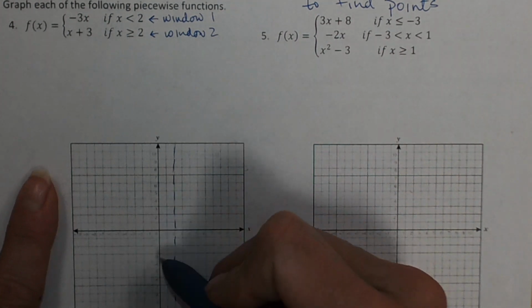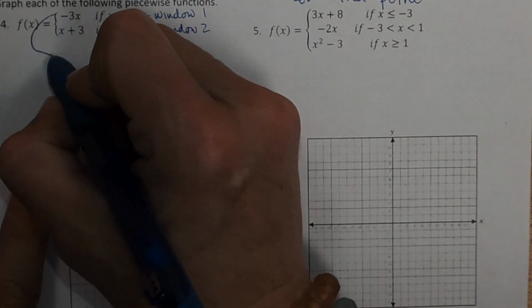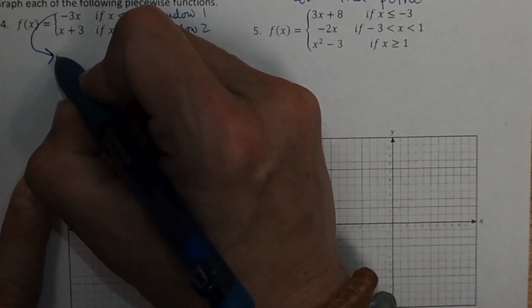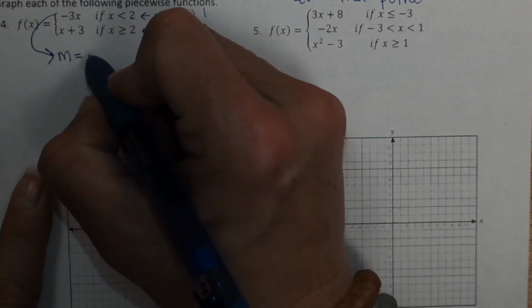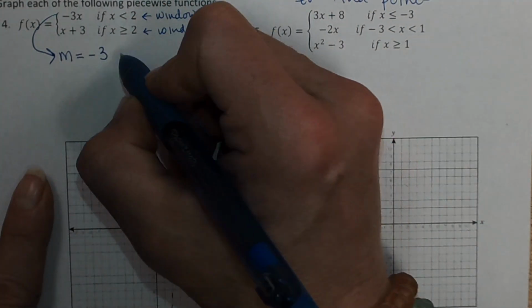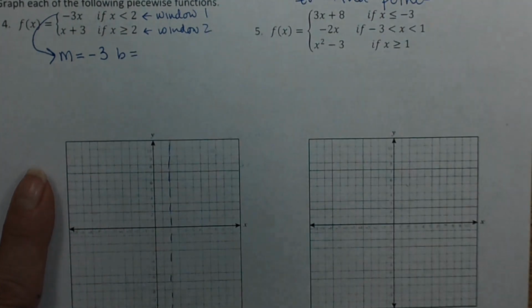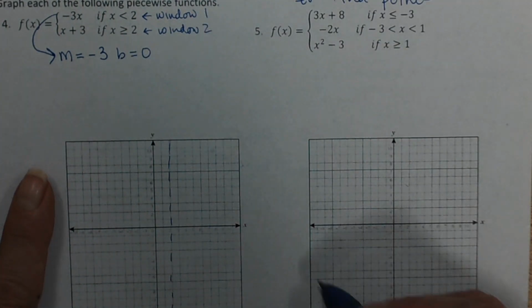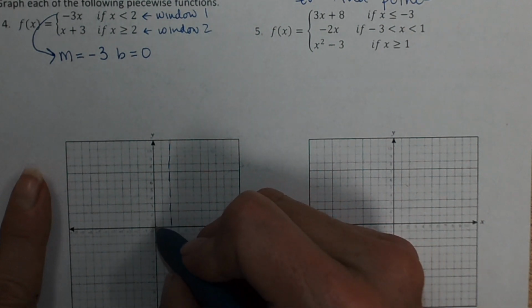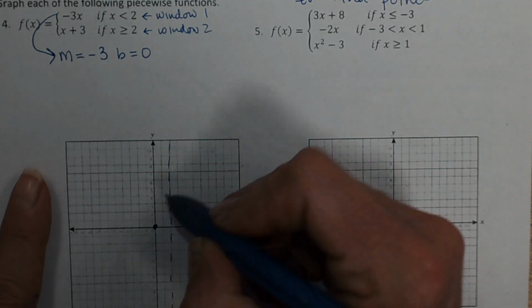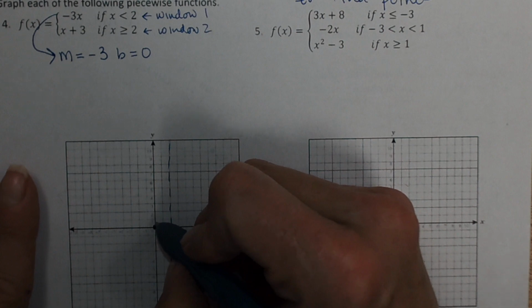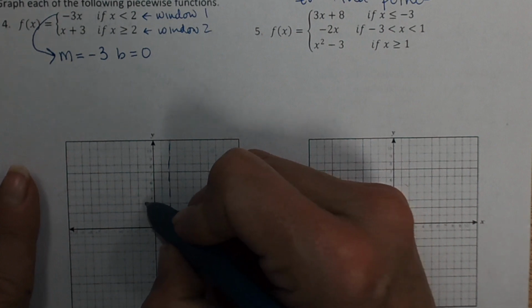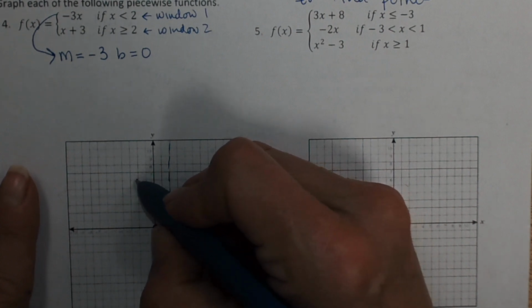I have access to the y-intercept. So I'm going to bring it down and ask, what's the m and what's the b? Well, the m is the coefficient on x, so it's -3. And remember, if there's nothing added or subtracted, then our b is 0. So we're going to go right here to the intercept at 0, and then plot a slope of -3. So rise 3 in the negative direction, rise 3 in the negative direction.